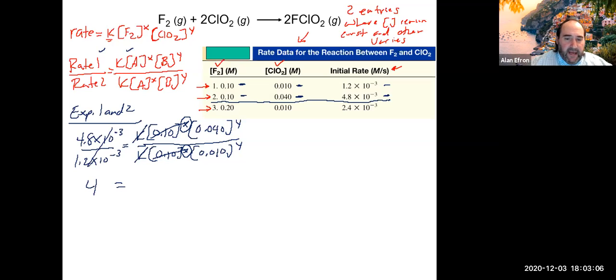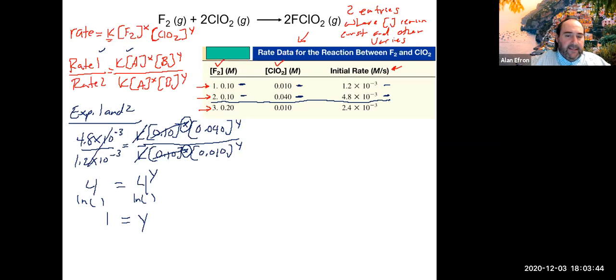Coming to my very last one here, if I take 0.04 divided by 0.01, that will give me 4 to the Y. That means that Y would equal 1 in this case. By the way, if you're not sure how to do that, you technically take the natural log of 4 on this side and the natural log of 4 on the other side and divide them, and you'll get 1. Basically, you can take the natural log of both sides and divide it out. We'll get you what you need there. Any questions on that part of the calculations so far?